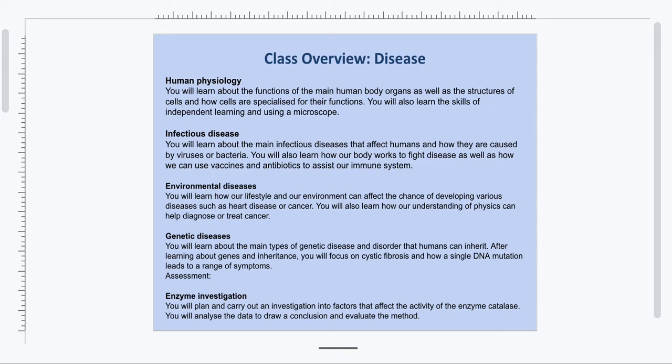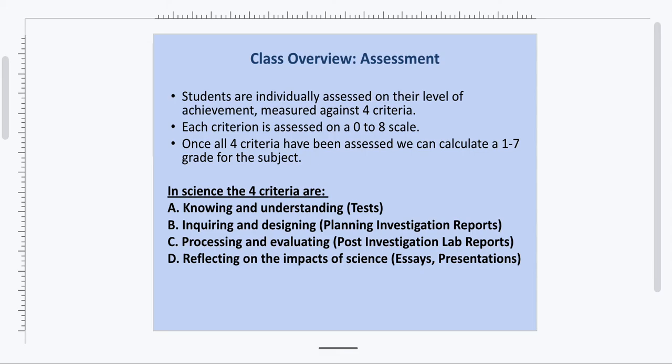We're also going to look at genetic diseases. Specifically, we'll look at a disease called cystic fibrosis, how that genetic disease occurs, the process of passing on genes through inheritance, things like that. And finally, we'll look at enzymes. Enzymes are crucial biological molecules, and so we'll do an investigation to see various factors that affect enzyme activity.